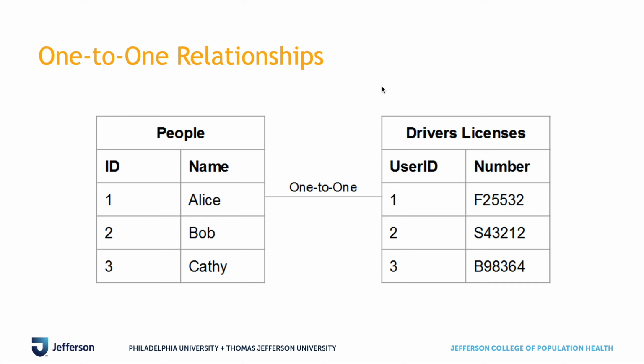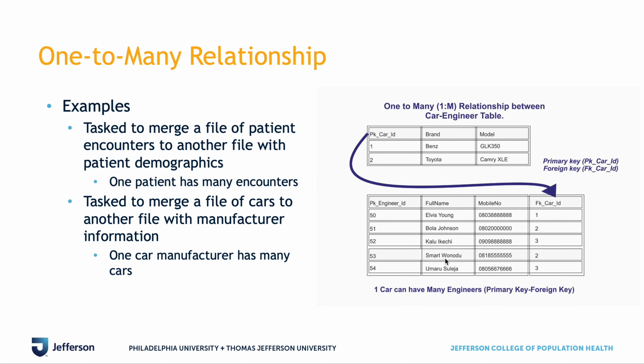And so this is a good example of a one-to-one relationship where this column has 3 unique IDs, Alice, Bob, and Kathy, and then the other table has 3 IDs. They're both identical. And so if we were to perform a left join, we would get 3 rows in the result because there's only 3 rows and they're all unique IDs.